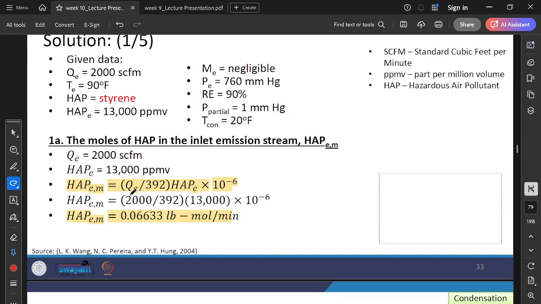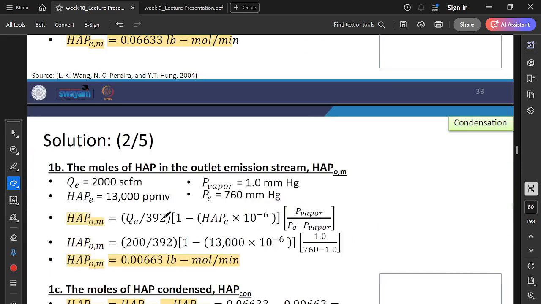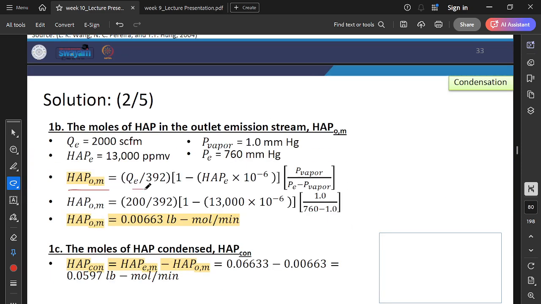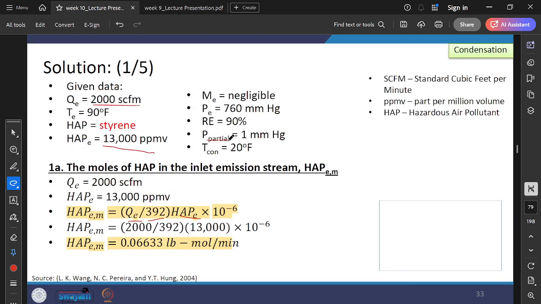See, the HAP E formula is QE by 392. QE is given as 2000. HAP E is given as 13,000. Substitute. And then HAP OM is QE, HAP E, P vapor by PE, that both are given. PE, P vapor.